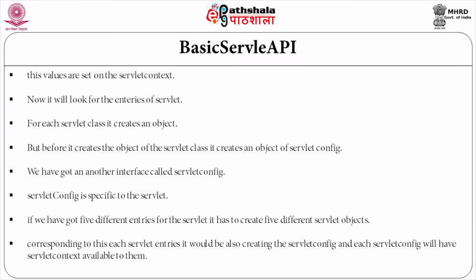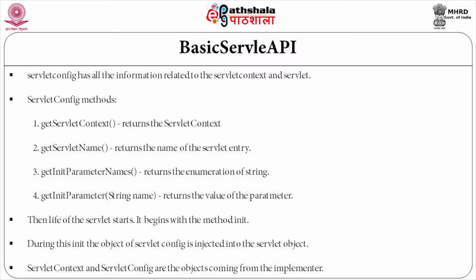But for things which are specific to a servlet, we have our servlet config. All the servlet configs share the same servlet context object. So, if we have 5 different servlet entries in our web.xml file, it has to create 5 different servlet objects. But corresponding to each of these servlet entries, it would also be creating an object of servlet config, and each config has the servlet context available to it. So the servlet config object has all the information available between servlet and /servlet, plus the servlet context.